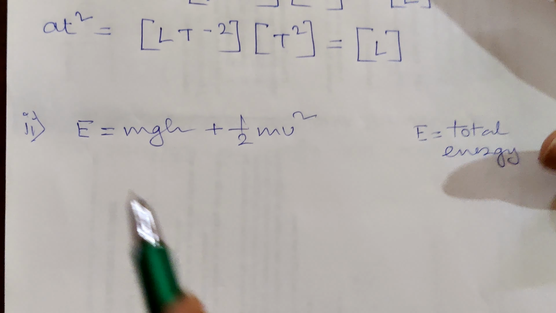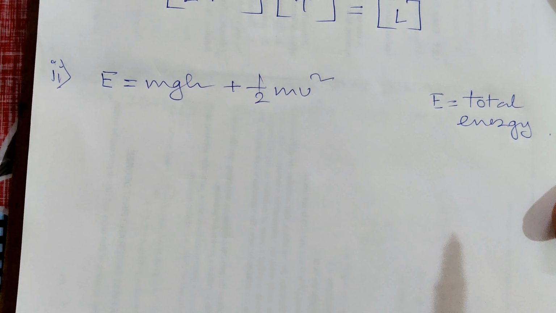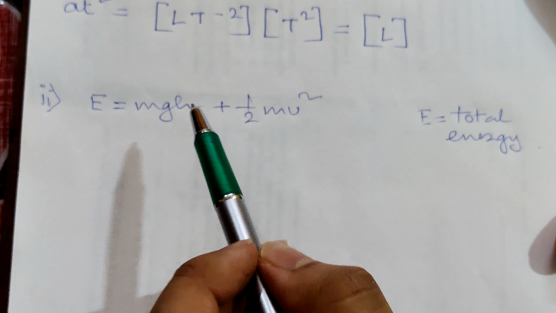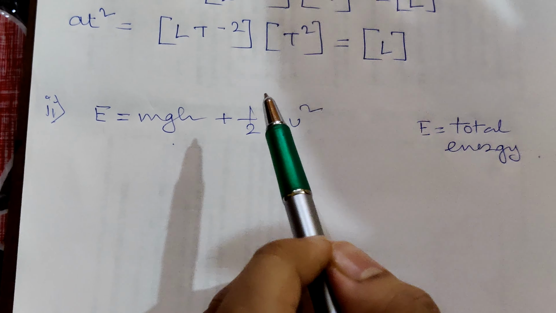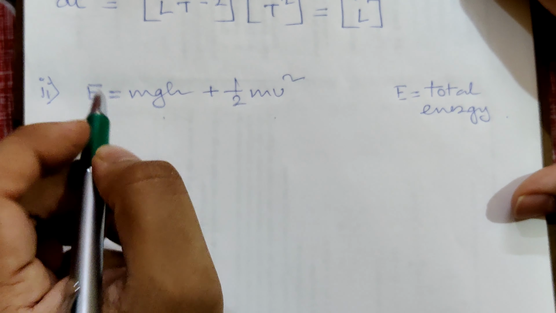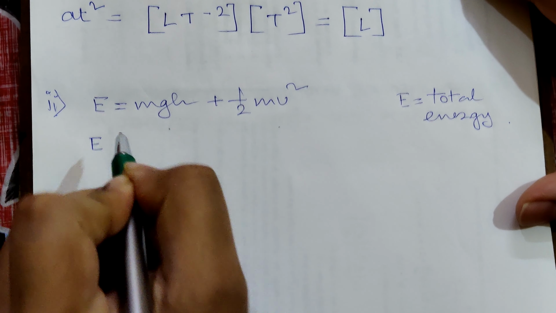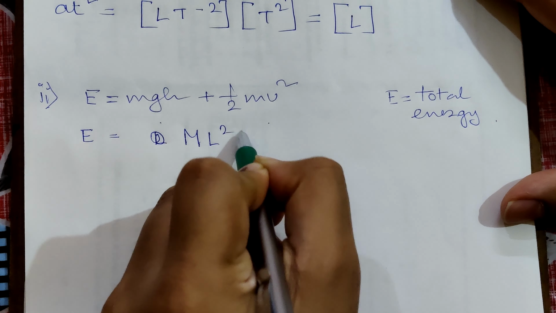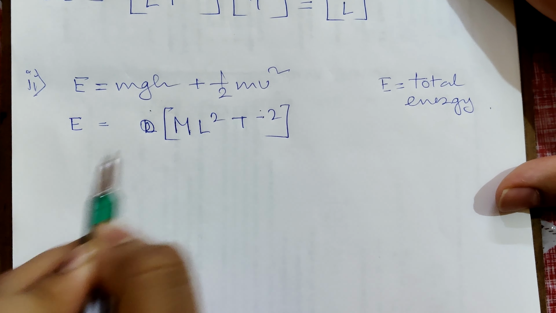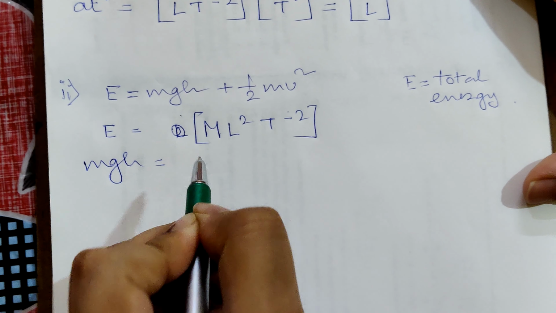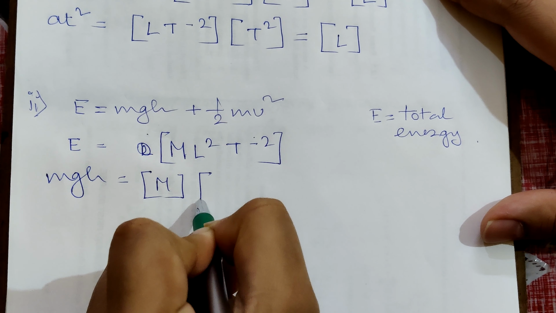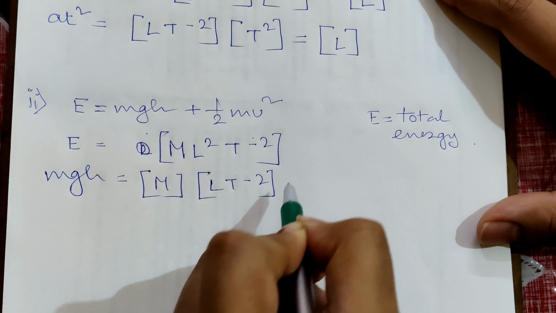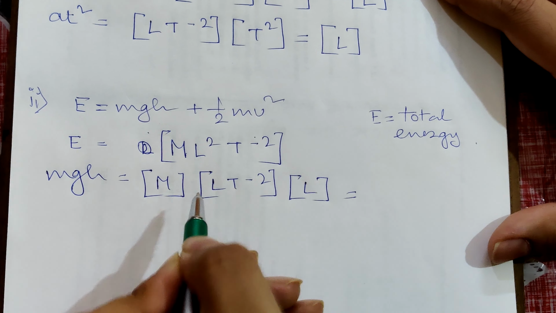Moving on to the next example, E equals mgh plus half m v square. E is the total energy, this is potential energy and this is kinetic energy. We have to check whether it is dimensionally correct or not. The dimension of E will be M L square t to the power minus 2. Then comes mgh: mass, g is L t to the power minus 2, h is also L. If you multiply all this, it will become M L square t to the power minus 2.